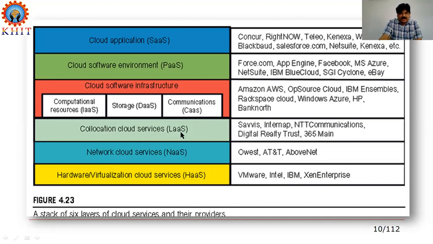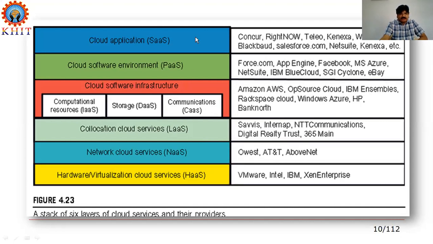And the next one is location as a service. This type of location identification service will be provided to the end users by well-known cloud service providers, namely Internam and Digital Realty Trust, the 365 Main. So these are well-known cloud service providers.